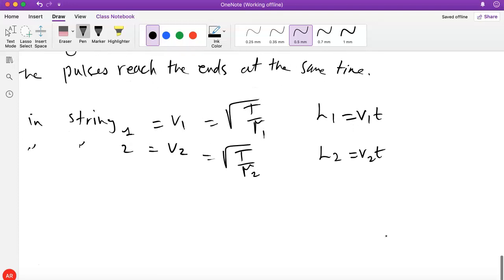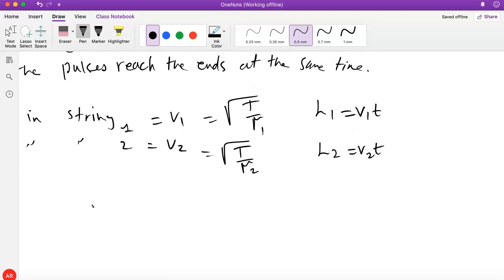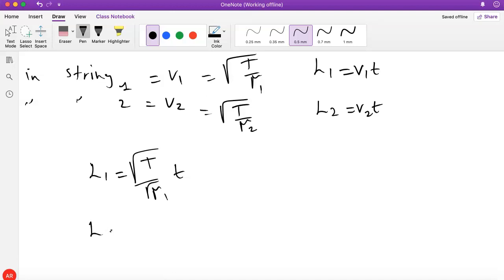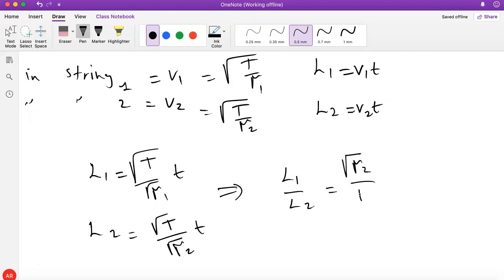But maybe they don't matter, right? So let's just plug them in. So L1 is v1, let's put it in, square root T over square root mu1, times t. And L2 is square root capital T, the tension, over square root mu2 times t. So we see that if we divide these equations, these things that we don't know just go away. What we find is that L1 divided by L2, the capital T and the t cancel out, so this becomes square root mu2 over square root mu1.